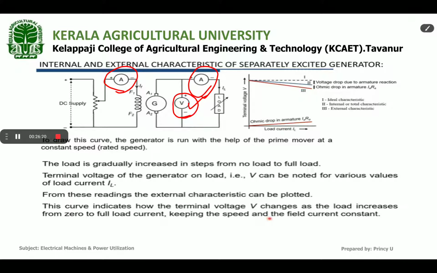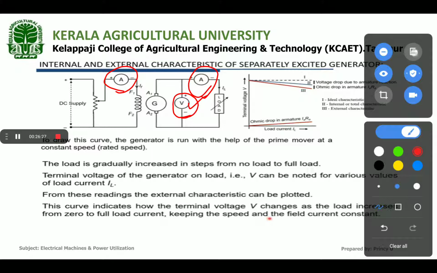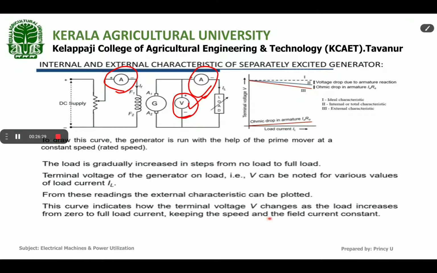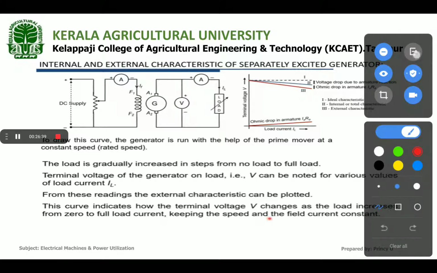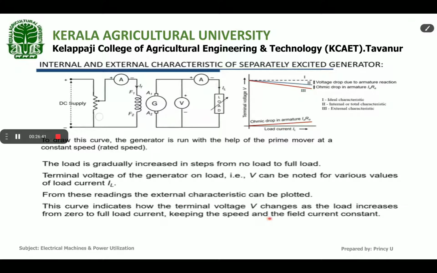So first, in the experimental practical lab, what we do is first start the prime mover. The prime mover's speed will be kept constant at rated speed. Then we increase the field excitation, that means by moving this potentiometer we can increase the field current and note down the generated emf.